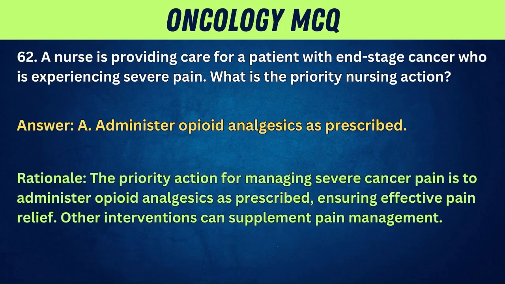Answer: A. Administer opioid analgesics as prescribed. Rationale: The priority action for managing severe cancer pain is to administer opioid analgesics as prescribed, ensuring effective pain relief. Other interventions can supplement pain management.